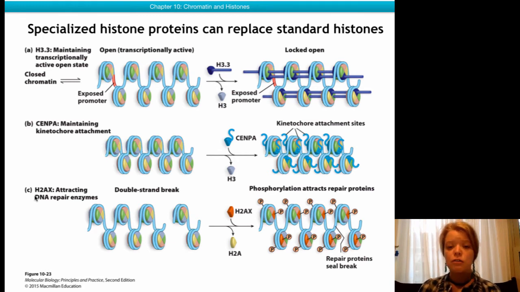H2AX is a version of the histone H2A. It is replaced in the areas of the DNA where there are double-stranded breaks, and the phosphorylation in those areas attracts repair proteins that will either use homologous recombination or non-homologous end joining to seal this double-strand break.